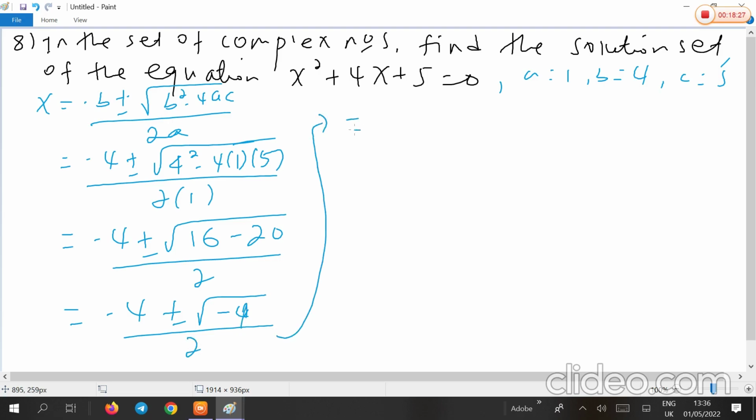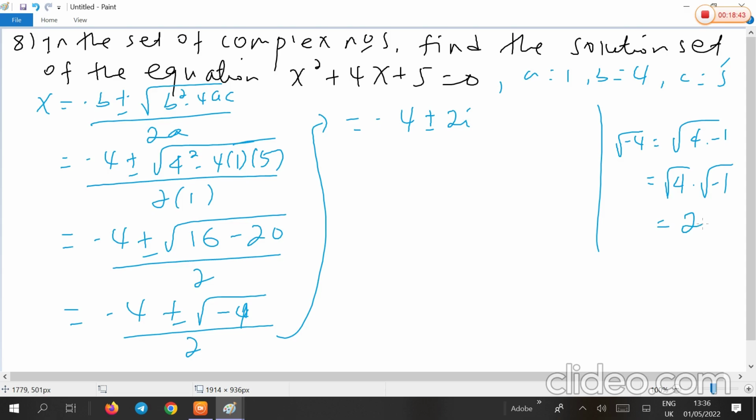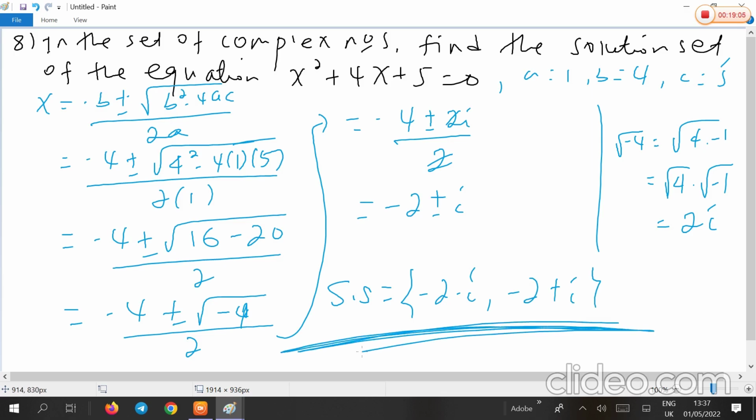So that minus 4 plus or minus square root of negative 4, which is 2i. Square root of negative 4 is square root of 4 times negative 1, or square root of 4 times square root of negative 1. Square root of 4 is 2, square root of negative 1 is i, over 2, which is equal to minus 4 over 2, that is minus 2, plus or minus i. So the solution set includes minus 2 minus i and minus 2 plus i.